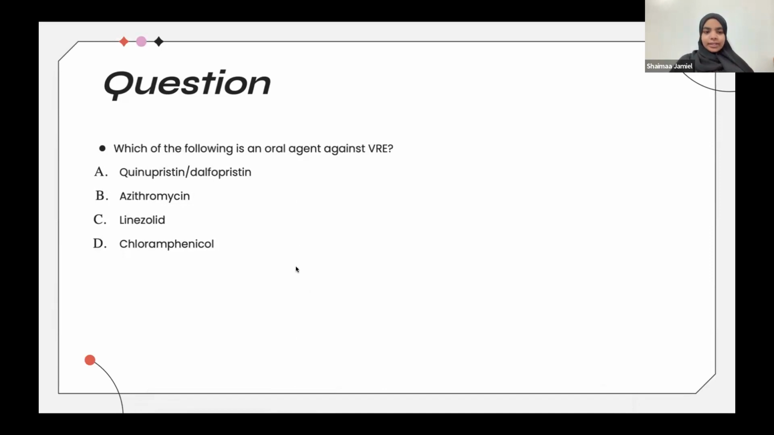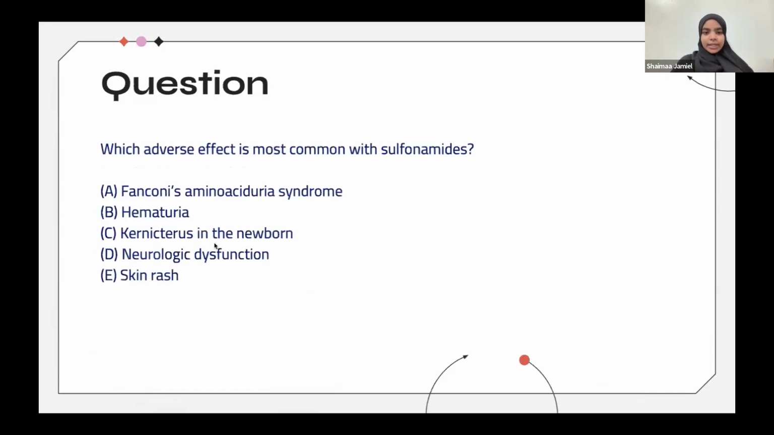C. Okay, perfect. Yes. Because quinupristin-dalfopristin is IV and not oral. Azithromycin is not, it's for atypical. Chloramphenicol is for severe meningitis, but usually not used because of the toxicity, aplastic anemia.